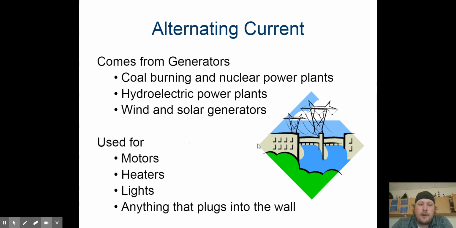So what are some things that use alternating current? They come from generators, coal-burning and nuclear power plants, hydroelectric plants, hydro meaning water, so water plants, wind, solar generators. What are they used for? Motors that you plug into, heaters, lights, anything that plugs into the wall. Your wall comes out in alternating current, AC current, okay?